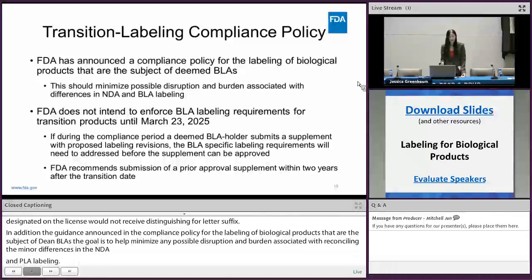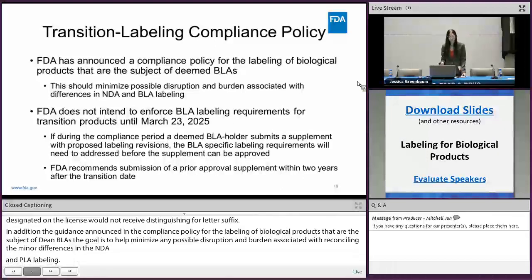One thing to note, though, is that if during the compliance period, a deemed BLA holder submits a supplement with proposed labeling revisions, the BLA-specific labeling requirements will need to be addressed before that supplement can be approved. Additionally, to ensure that there's sufficient time to comply with the BLA-specific labeling requirements, FDA recommends that submission of a prior approval supplement be done within 2 years after the transition date. And also to help ease burden, FDA recommends coordinating any changes to the container carton labeling with the changes to the USPI.